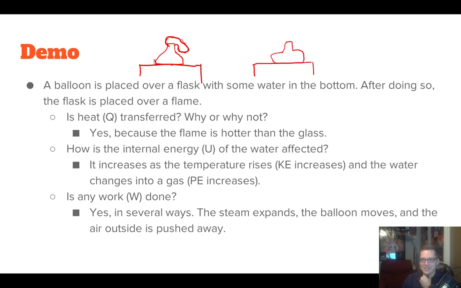All right. And then over time, the Erlenmeyer flask. This really should be the same shape. I don't know what I was doing. Anyway, so the balloon filled up, right? Because of this hot water.